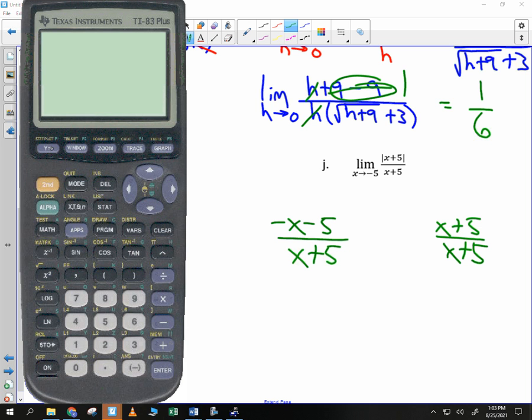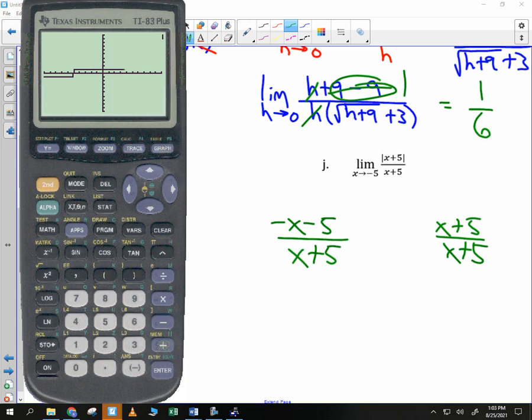Negative 1. As you look on y equals here, your absolute value button, if you hit math and number, you should be able to grab absolute value. And I put in x plus 5, and then we're going to divide by x plus 5. Whoops, I've got to make sure I'm in parentheses. And there we have it.